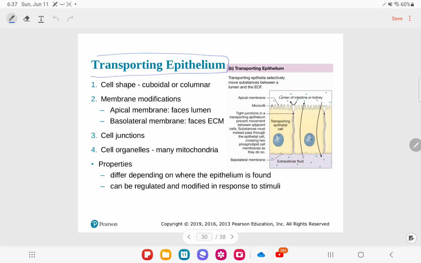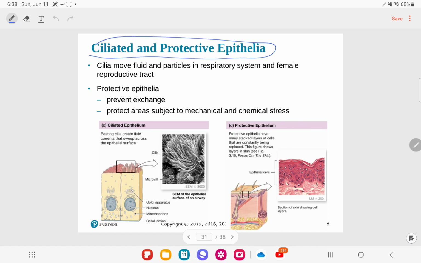Transporting epithelium is going to be cuboidal or columnar. The apical membrane is going to face the lumen, and the basolateral membrane is going to face the extracellular matrix, in the form of cell junctions. We're going to have many mitochondria there. They differ depending on where the epithelium is found, and they can be regulated and modified in response to stimuli. But they're able to transport things through that cell.